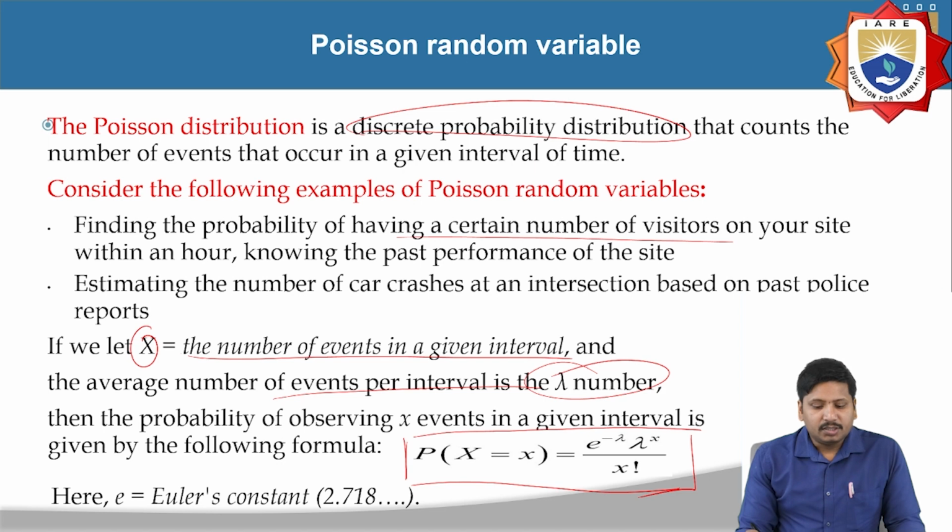Right? So x should be the number of events in a given interval, and that should be denoted by the equation P(x) = e^(-λ) λ^x / x!.